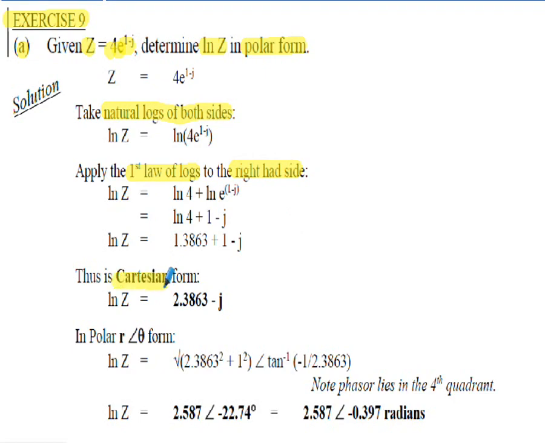The answer in Cartesian form is shown here, and then in polar form shown down here. Notice the phasor in this case, when we're working out our angle, lies in the fourth quadrant. In the final solution for ln z, the polar form is given in both degrees and radians. Negative angle because that's clockwise from the horizontal real axis.